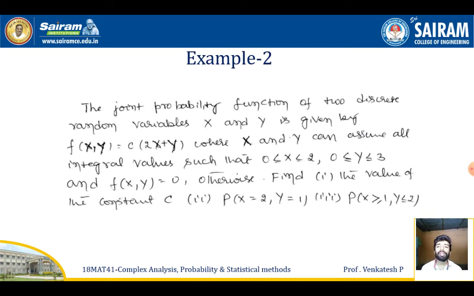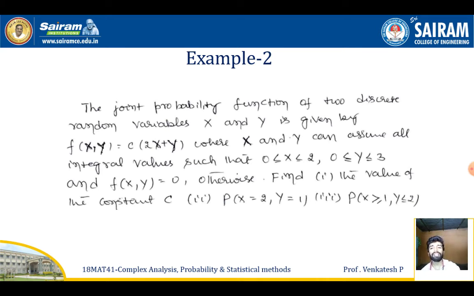One more example: the joint probability function of two discrete random variables x and y is given by the function f of x comma y is equal to c into 2x plus y, where x and y can assume all the integral values such that 0 less than or equal to x less than or equal to 2. I mean the range of x will be 0 to 2 and the range of y will be 0 to 3 here. And f of x comma y will be 0 otherwise. Apart from this condition, the value of f of x comma y will be 0 here. So find the values of the constant c here.